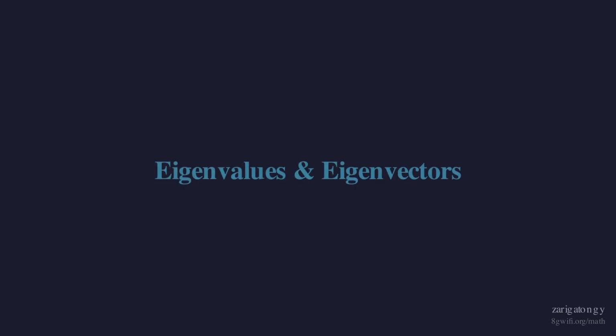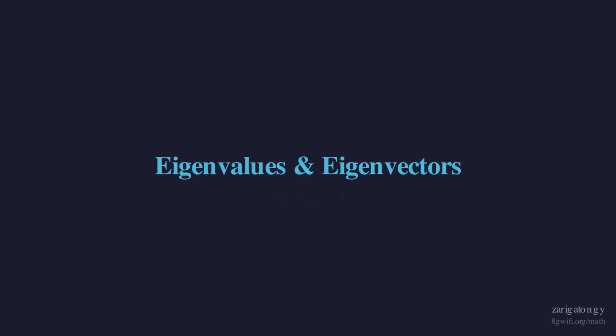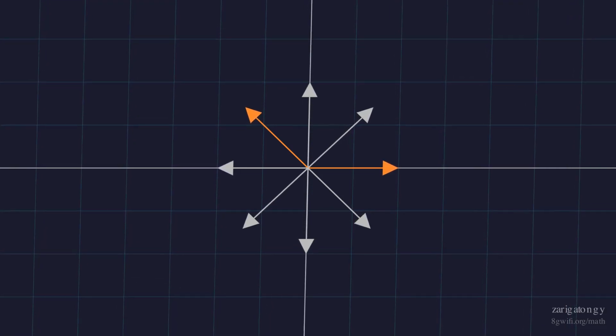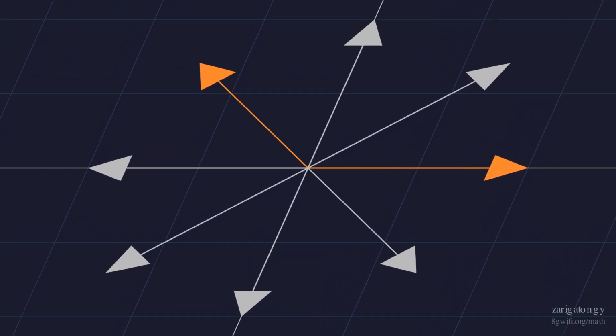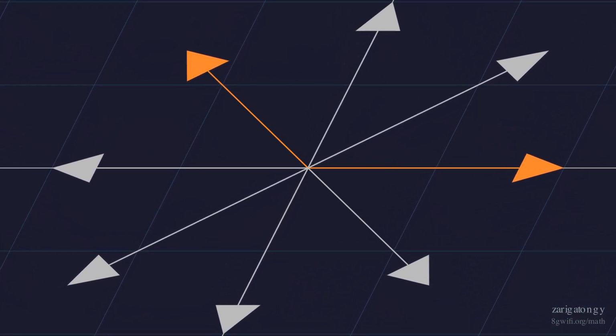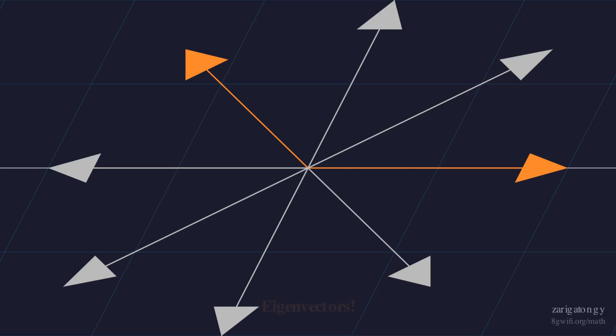Eigenvalues and eigenvectors, the special directions that survive a transformation. Apply a transformation to 8 arrows. Most of them change direction. They get knocked off their original line. But 2 special arrows, highlighted in orange, only get scaled. They stay on their line. Those are eigenvectors.